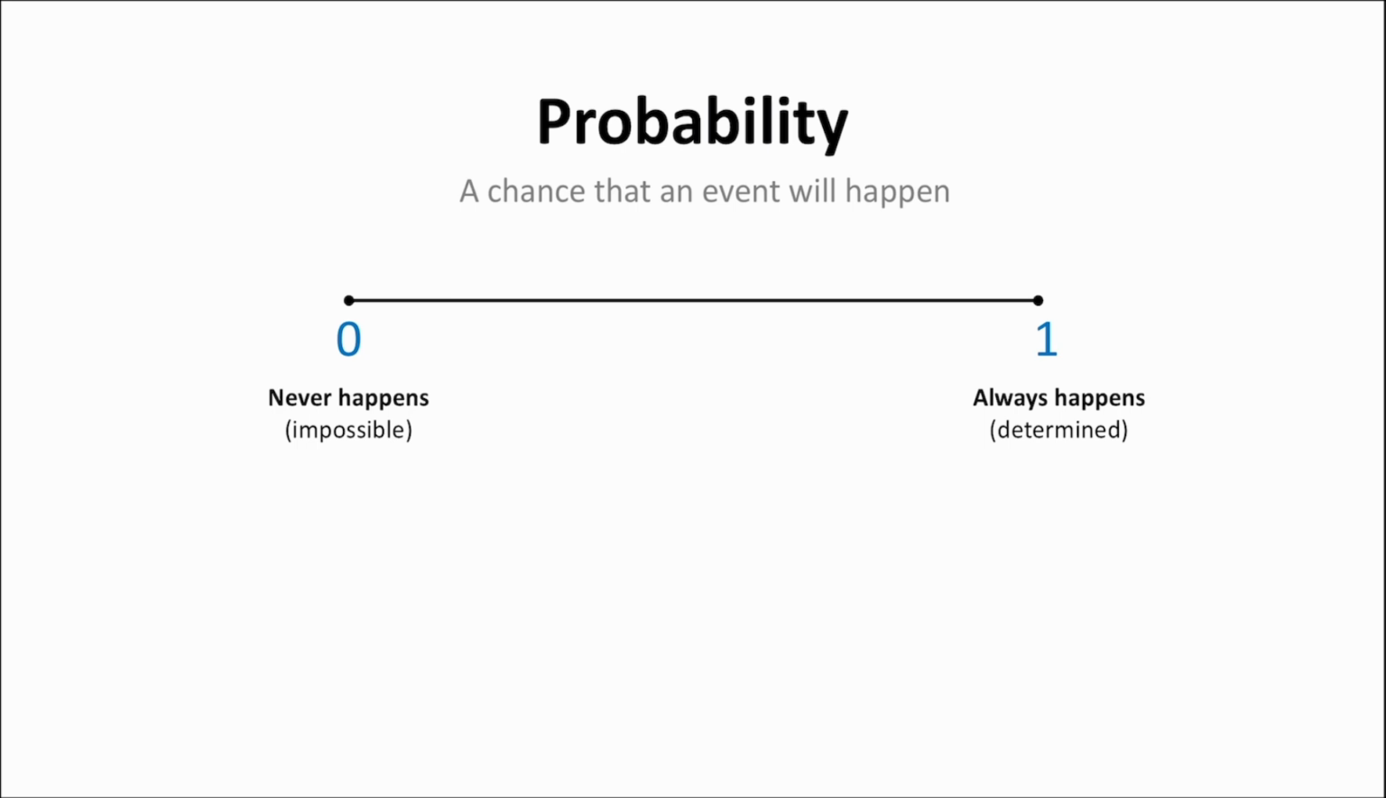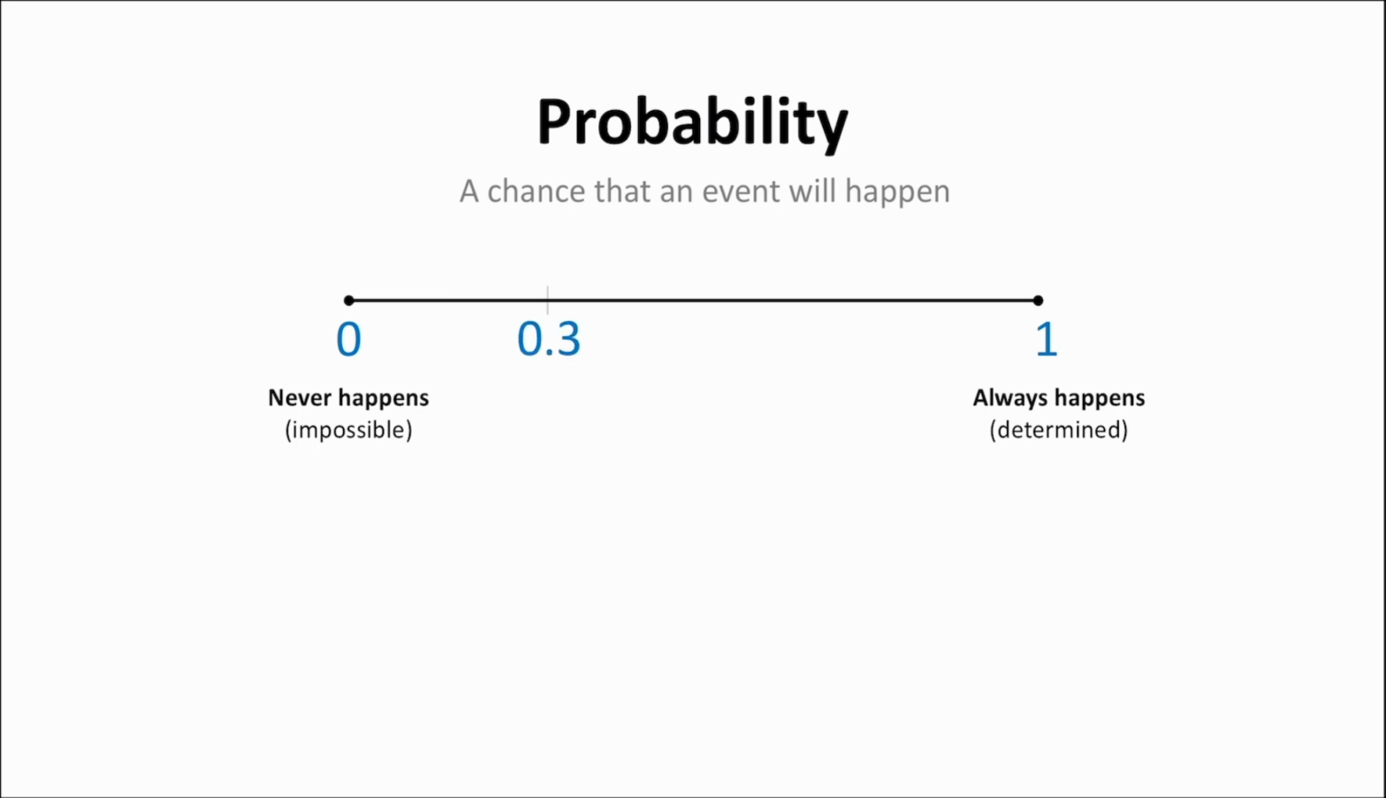Okay. Now let's talk a little bit about these probabilities. We will learn only the minimum that is needed to understand the course. Well, first of all, probability, it's a chance that a particular event will happen. Probability is always between 0 and 1. Probability of 0 means it's impossible to have this event happen. And probability equal to 1 means it always happens, so it's determined.